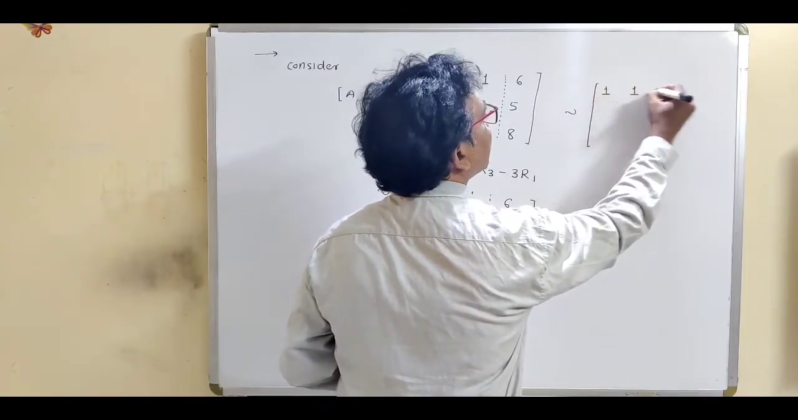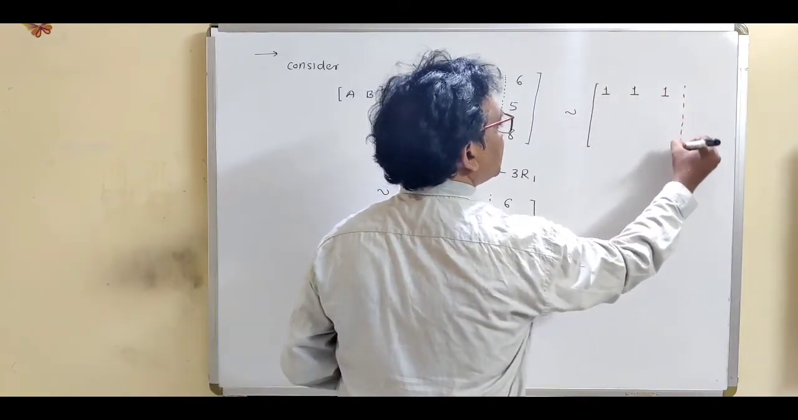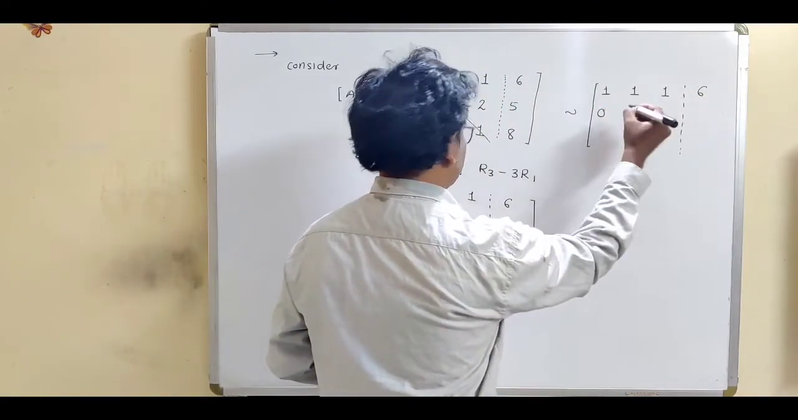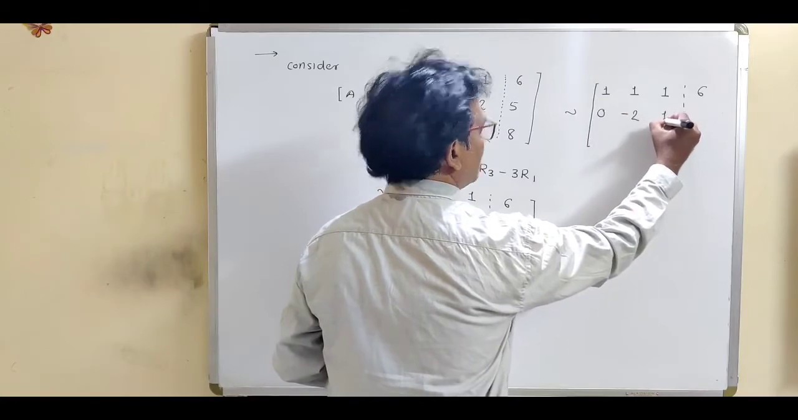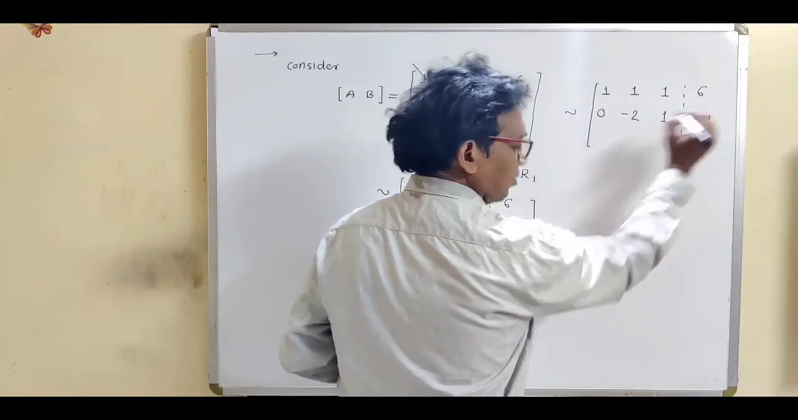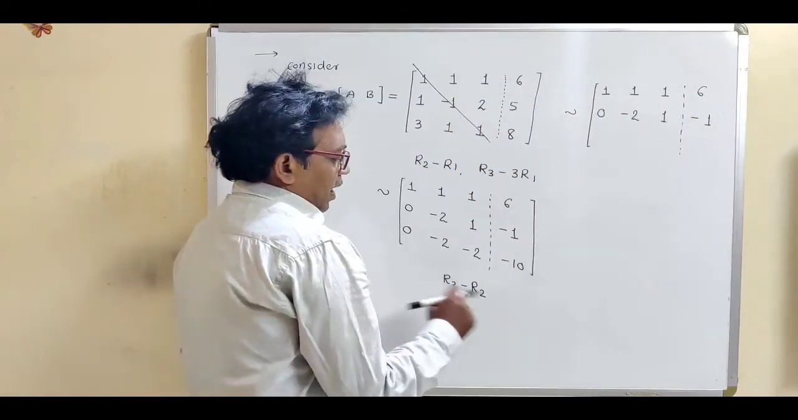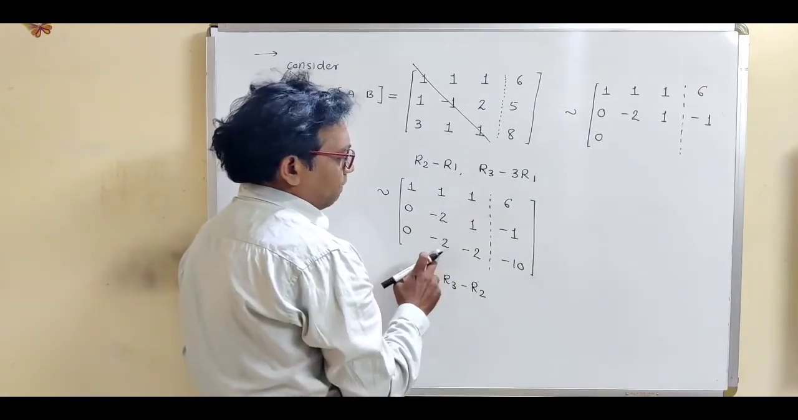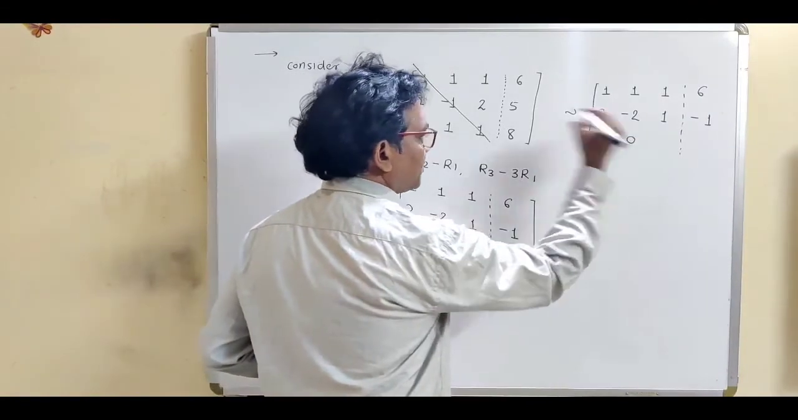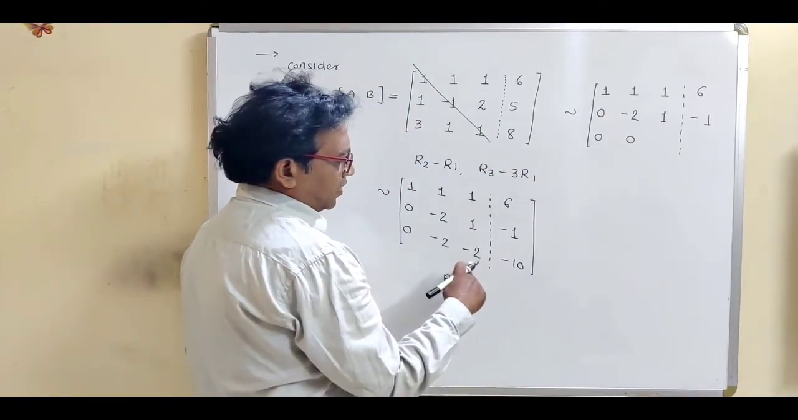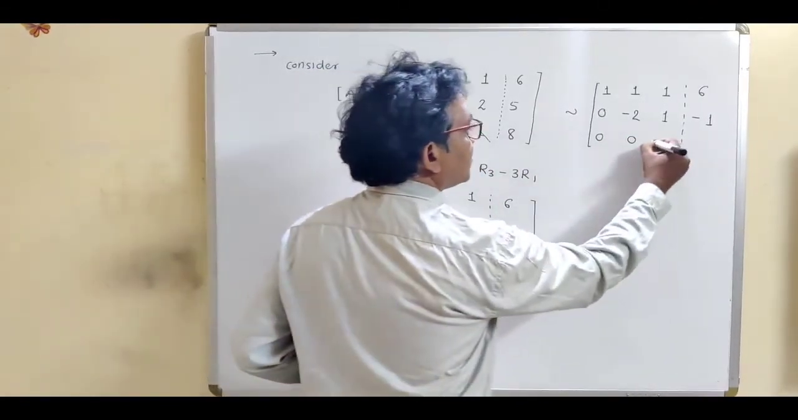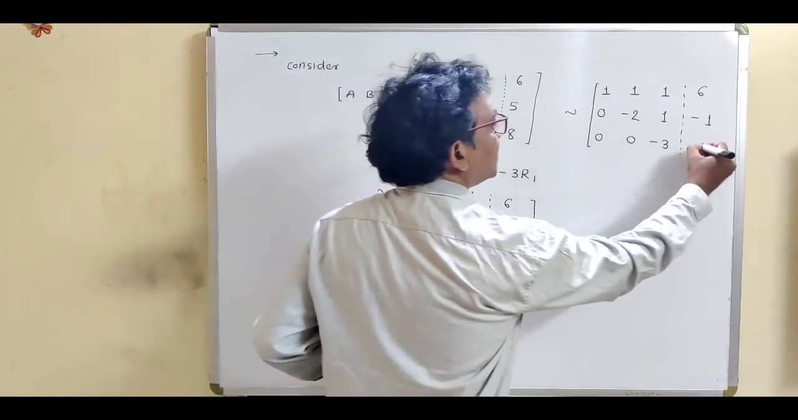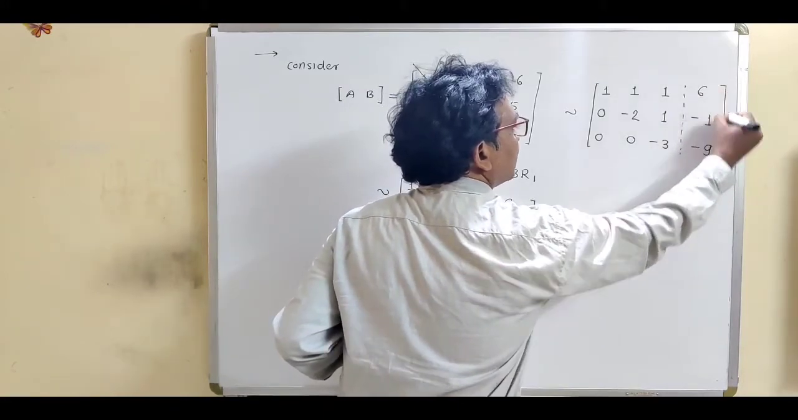First row as it is: 1, 1, 1. Just put the dotted line, 6. Write down second row as it is: 0, minus 2, 1 and minus 1. R3 minus R2, so 0 minus 0, this is 0. Minus 2 and plus 2, this is 0. Minus 2 and minus 1, this is minus 3. Minus 10 and minus minus plus 1, so this is minus 9.